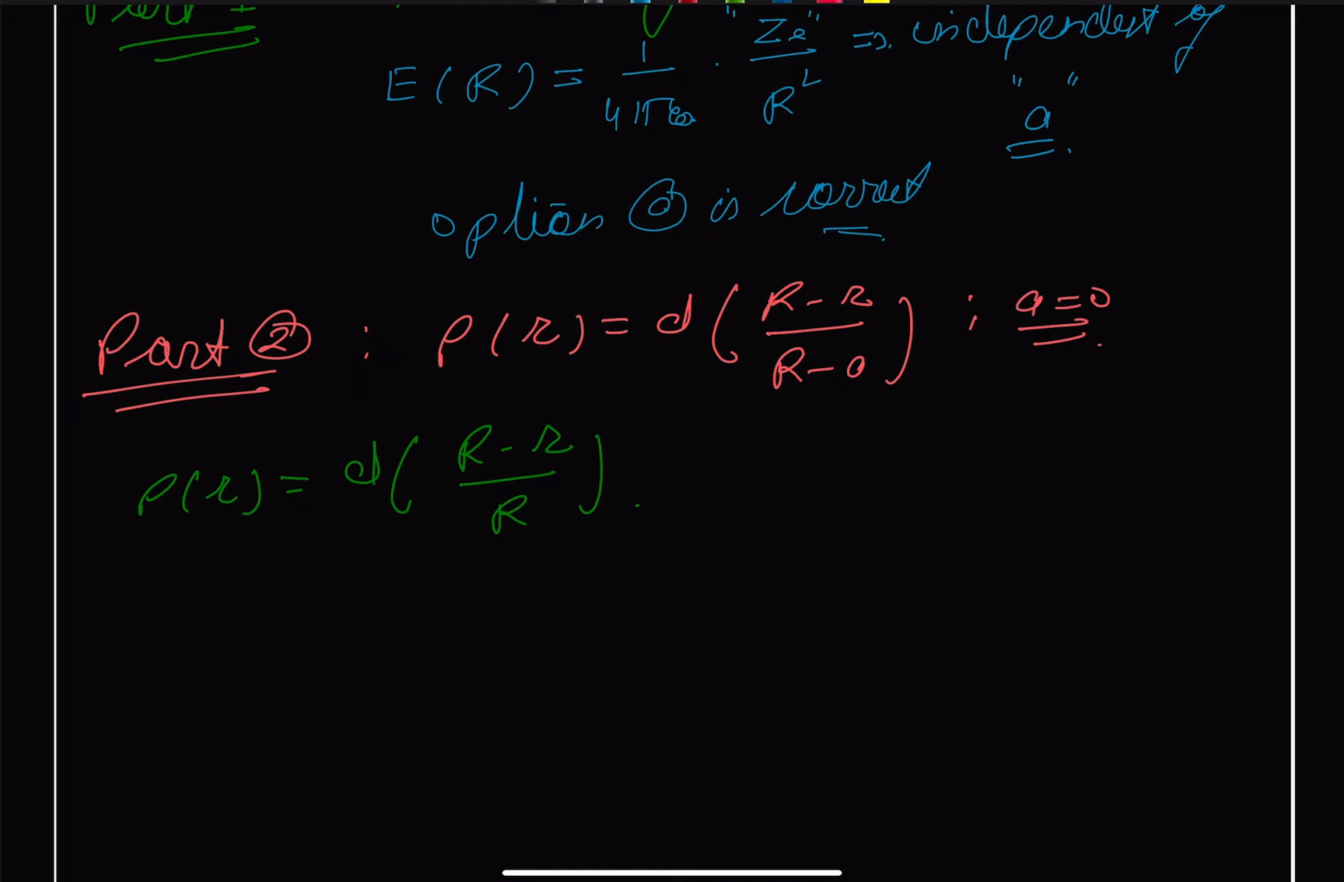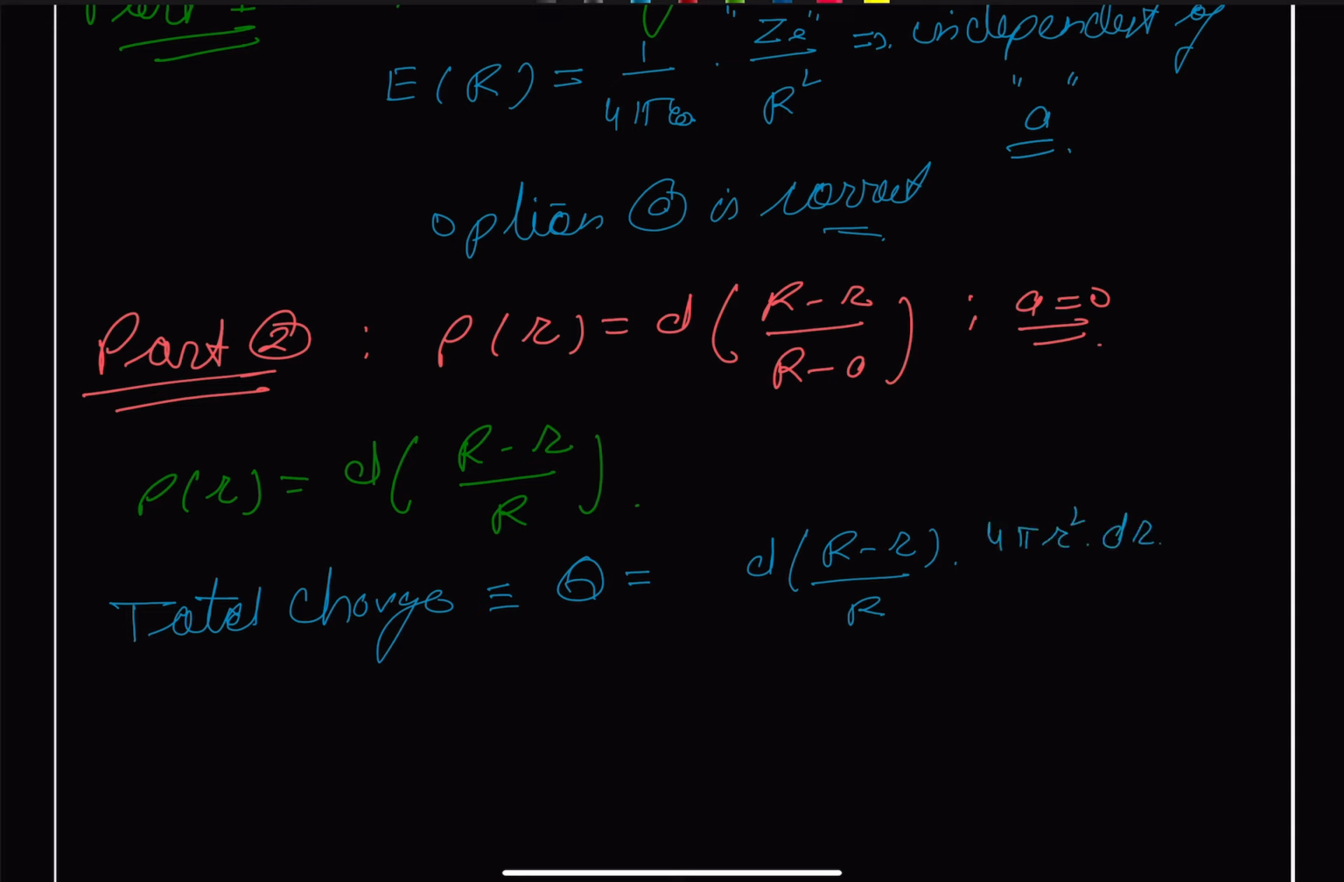So we can say the total charge, I suppose that is given as capital Q, and that will be our charge density, that is d(R - r)/R, multiplied by 4 pi r square multiplied by dr. And for the entire nucleus we are going to integrate it from 0 to capital R.